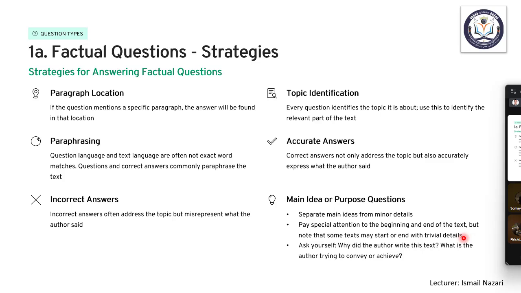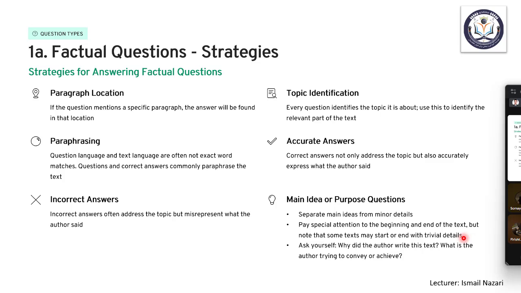It should be the accurate answer. What does it mean? It means that the accurate answer usually expresses what the author stated about the topic, or the author's detail about that topic. Next, we'll look at the incorrect choices. What the incorrect choices actually do is that they misrepresent information.